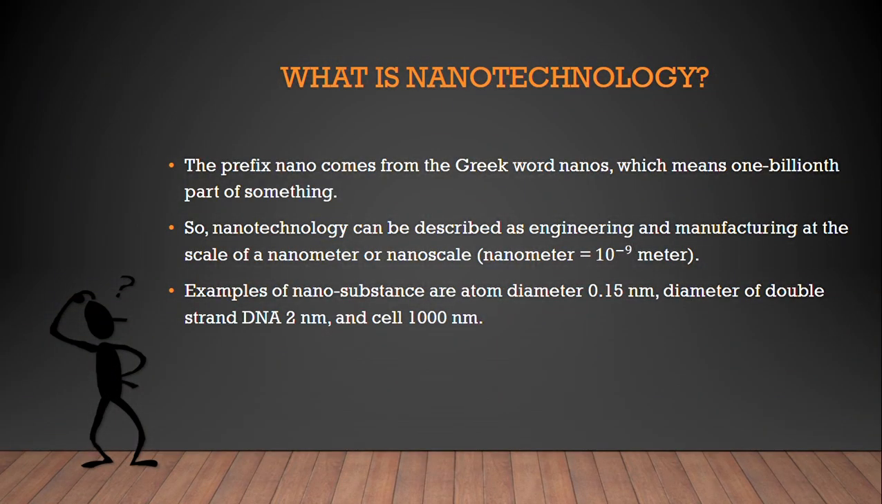What is nanotechnology? The prefix nano comes from the Greek word nanos, which means one billionth part of something. So nanotechnology can be described as engineering and manufacturing at the scale of a nanometer, or nanoscale. Examples of nanosubstances are atom diameter 0.15 nanometers, diameter of double-strand DNA 2 nanometers, and cell 1000 nanometers.